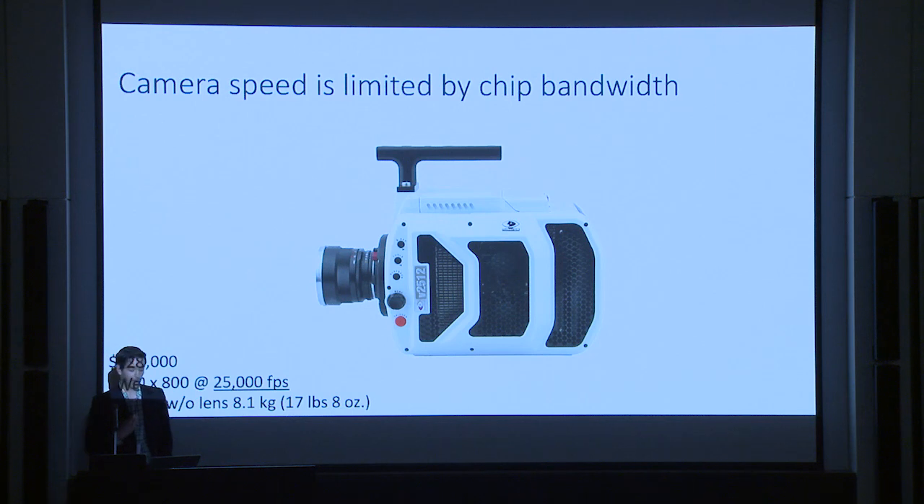So this is an example of a commercial high-speed video camera. This is a Phantom V2512. This thing can record a megapixel at 25,000 frames per second, which is very impressive. But to do it requires quite a lot of electronics. So the total system is $180,000 US. I don't know if you can see that behind me. And it weighs 8.1 kilograms, or 17 pounds, and that's without the lens, right? So that's basically what it takes to do this with direct sampling approach.